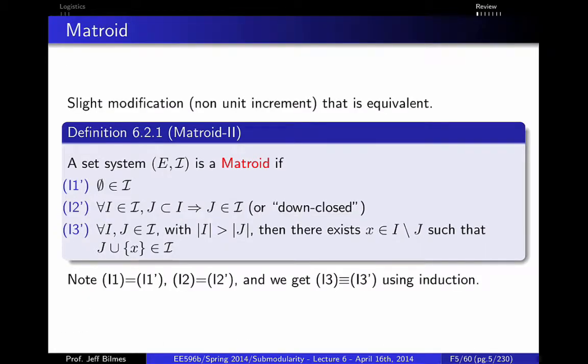So let's just do a little bit of review. We have a set system, again, and it's a matroid if we have these three properties. It has to be empty set containing, it has to be down closed, and it has to have essentially this exchange-like property, namely that if you have a smaller and a larger independent set, then there has to be an element in the larger that's not in the smaller one that can be added to the smaller one, and you retain independence. Okay, it's a matroid.